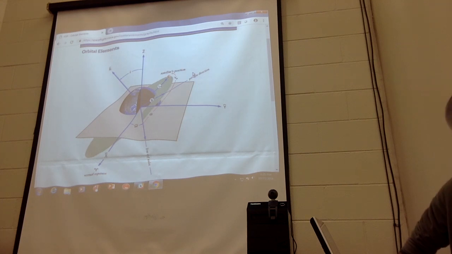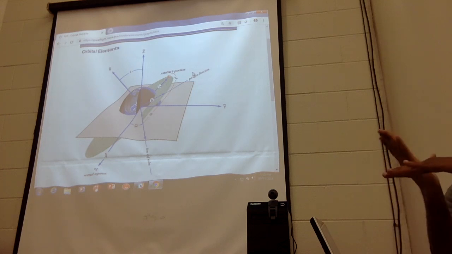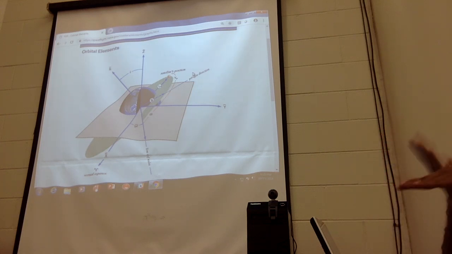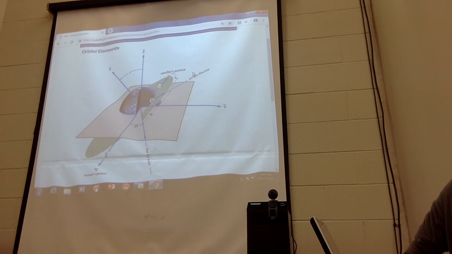It's a line. You got it? That's simple, right? If you intersect two planes, what are you going to get? You get a line. So where these two planes intersect would be the vernal equinox. The vernal equinox is a direction.